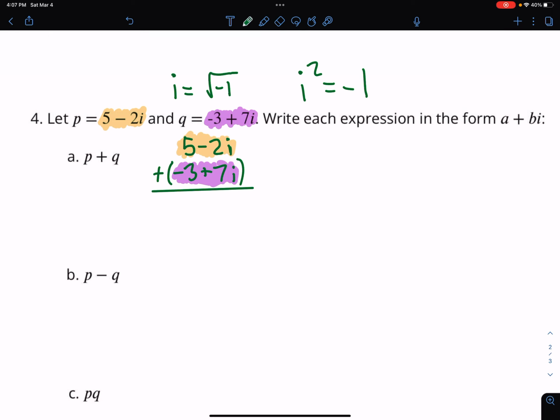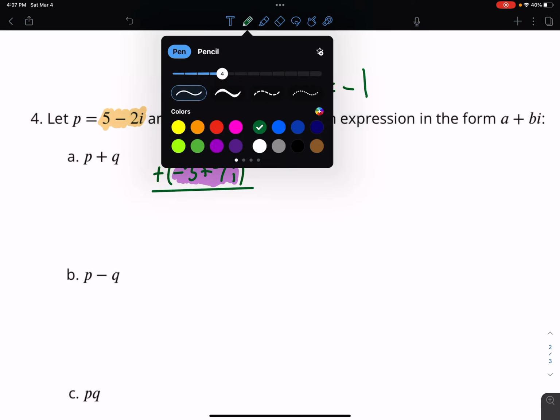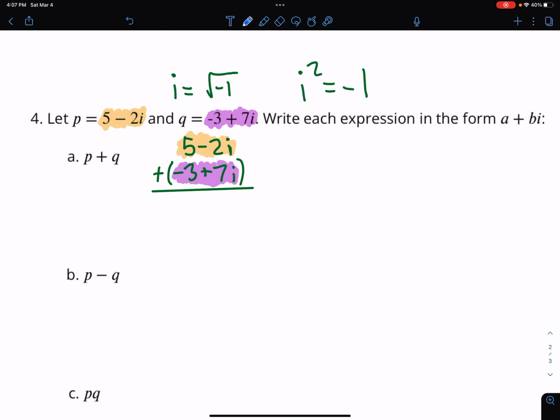All right, 5 plus negative 3. You know what that is? That's just 2. So here, let's put our answer in blue. 5 plus a negative 3 is 2. And then we've got a negative 2i plus 7i. And I'm pretty sure that's positive 5i. And so there's our solution to A.